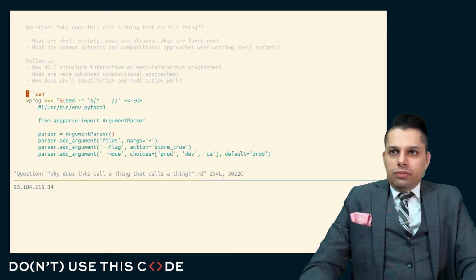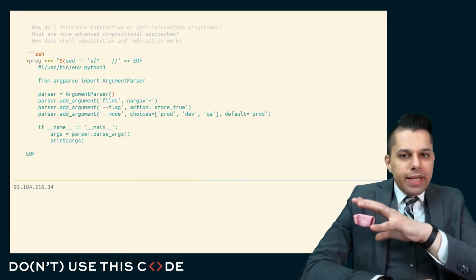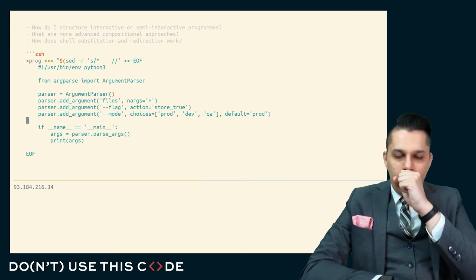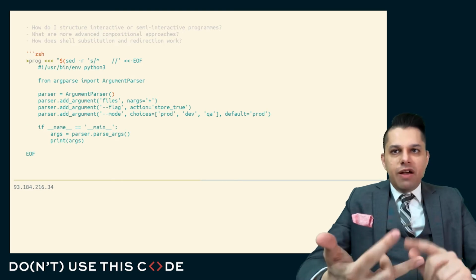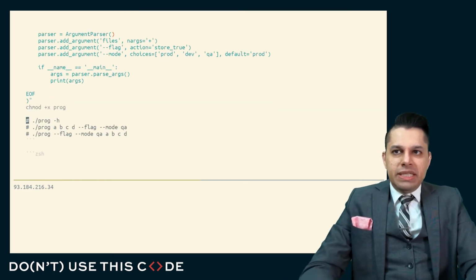Here, let me show you a very simple program. And it's to simulate maybe a program that one of your colleagues, one of your coworkers wrote. It has an argument parser, and it takes files, a flag, and some mode, and it just prints them to the screen, because it doesn't really need to do anything for the purposes of this example.